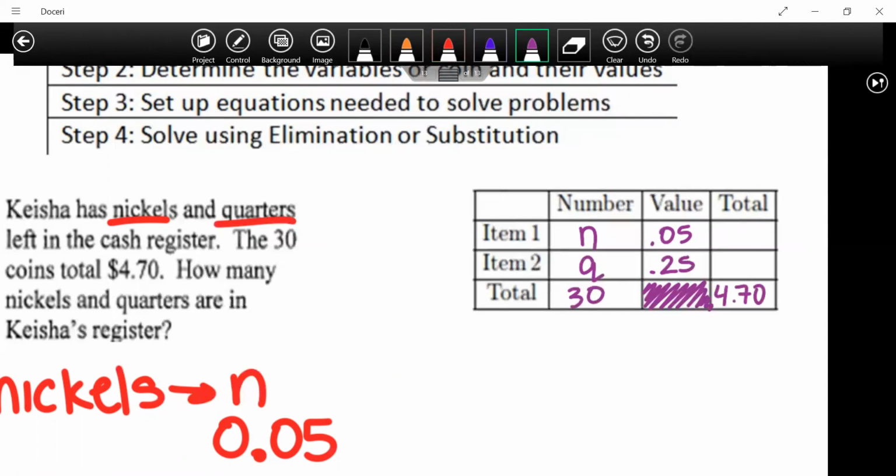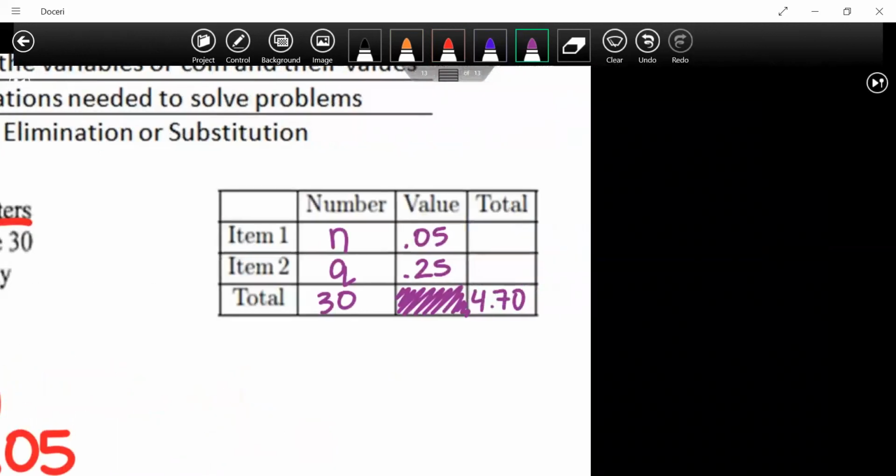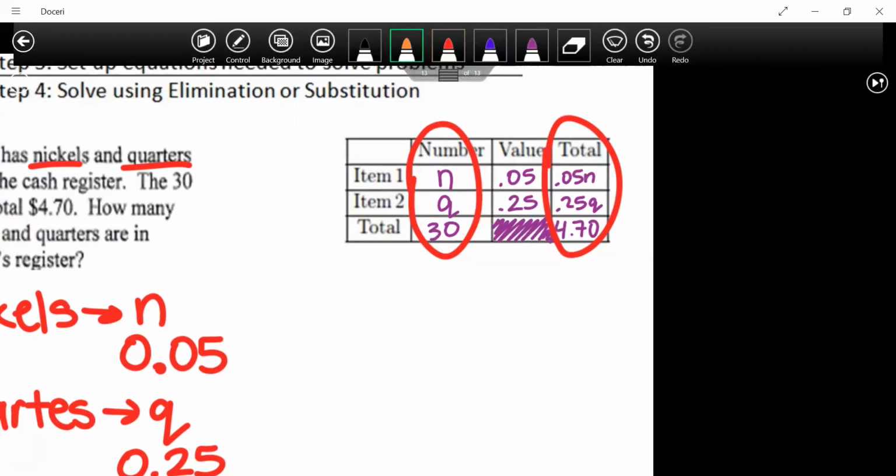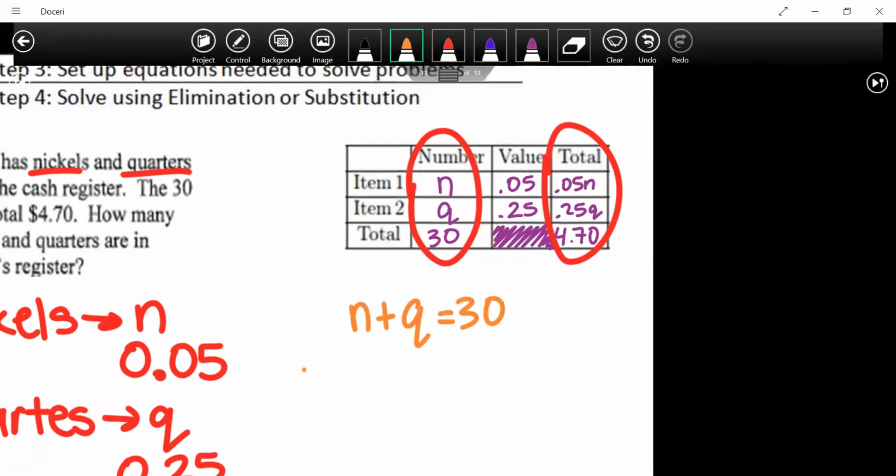Now, right up above them, we're going to multiply across to the right, meaning we're going to get 0.05N and 0.25Q in those spots. The columns right here represent our equation. So we're going to get number of nickels plus number of quarters is equal to 30. And 0.05N plus 0.25Q is equal to 470.